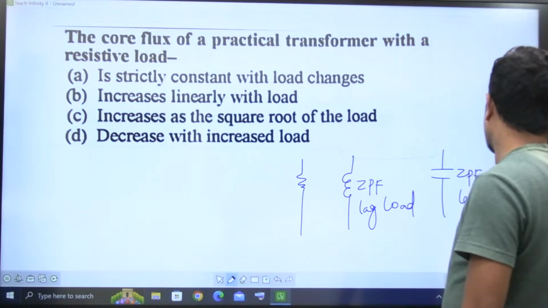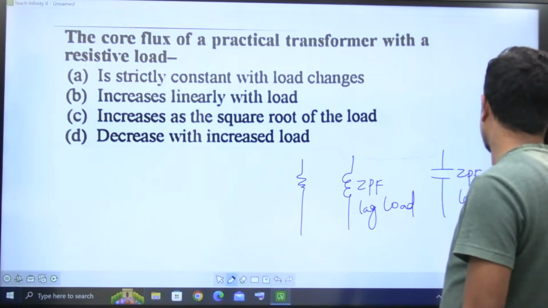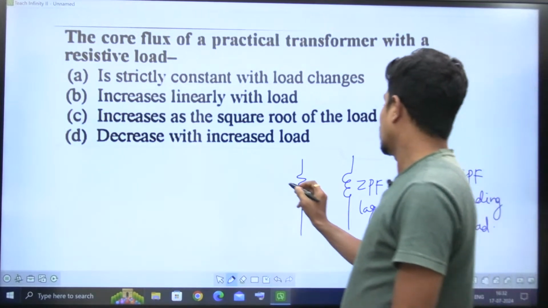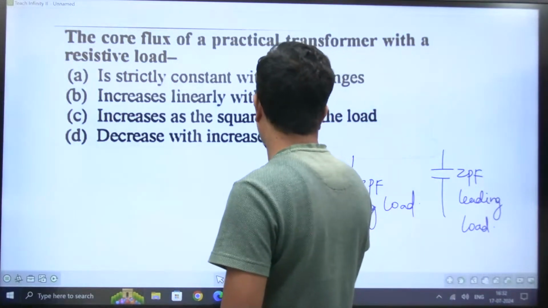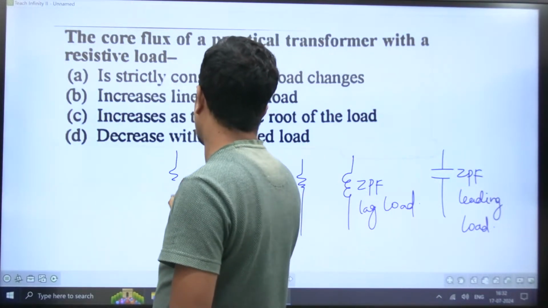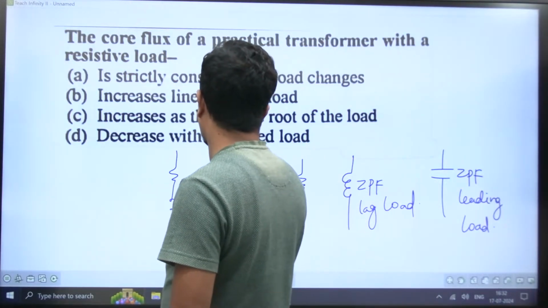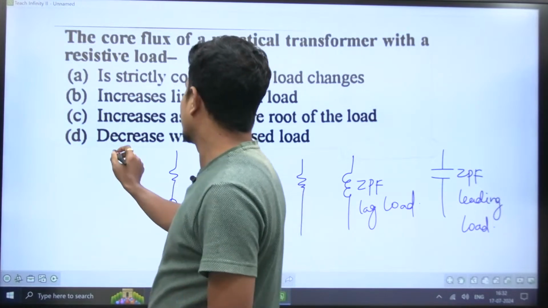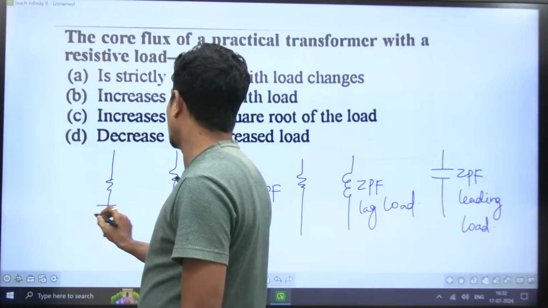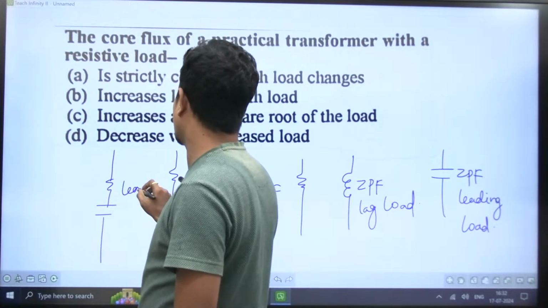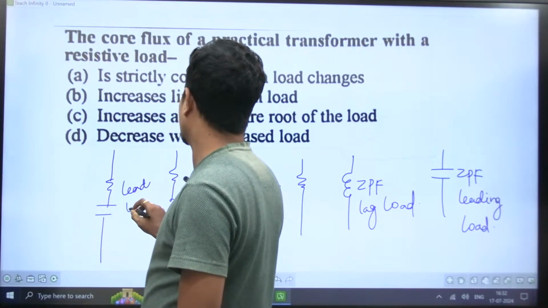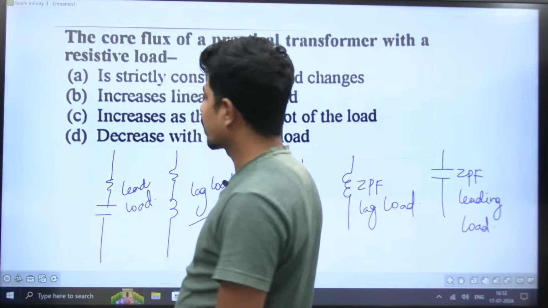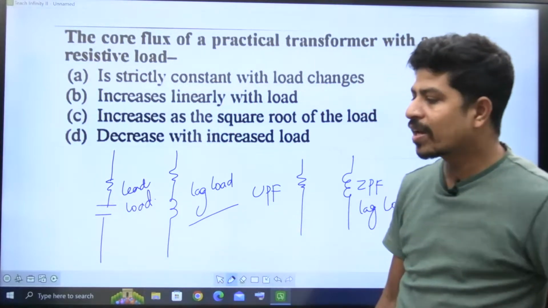ZPF is leading load, right? This is UPF load, and this one is called lag load, not ZPF, but still it is lagging load because of inductive nature. This is lagging load, and this is called lead load. This is called lead load, right? Leading load.